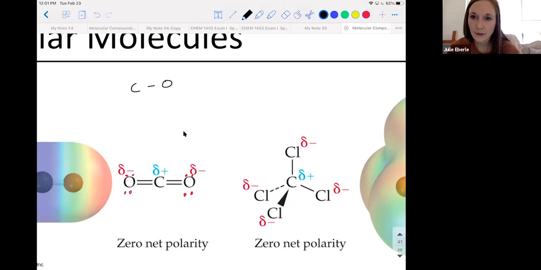Okay, now you need to ask yourself, is that a polar bond or not? Well, let's calculate the electronegativity difference. We actually did this earlier, the example. We've got 2.5 and 3.5 as the values. So you do 3.5 minus 2.5 and the difference is 1. So this is polar. These bonds are polar.